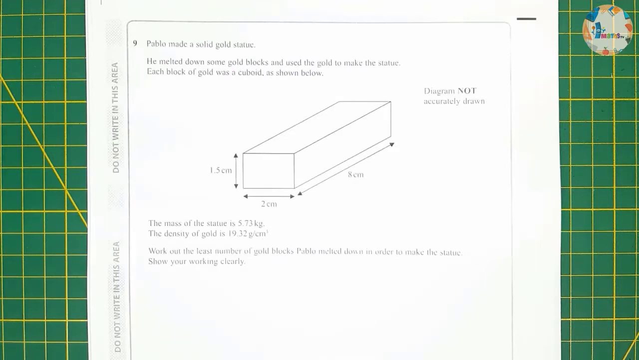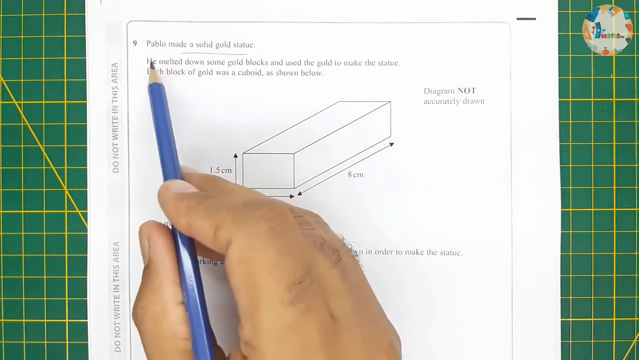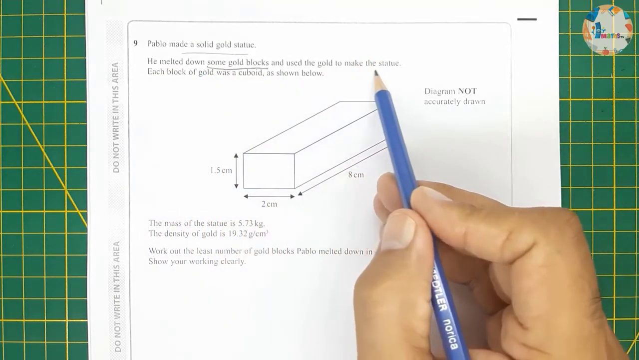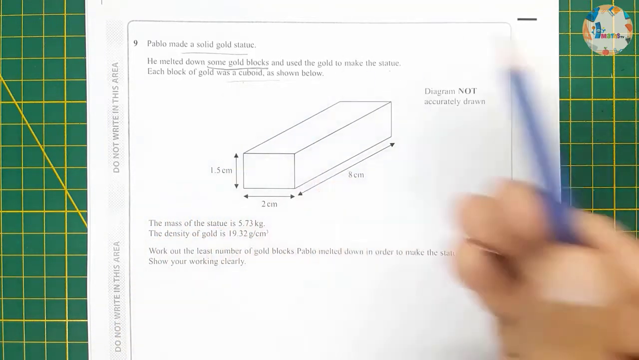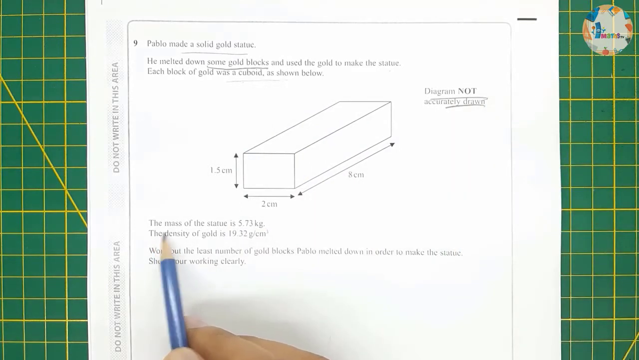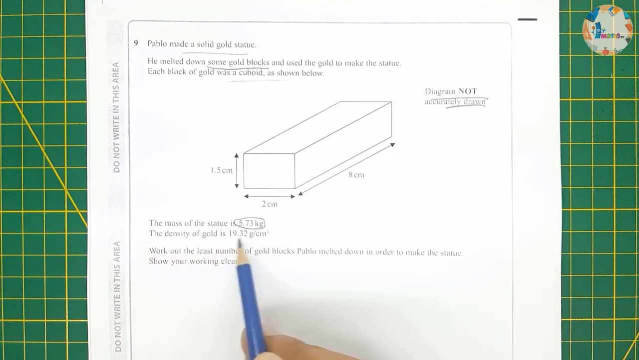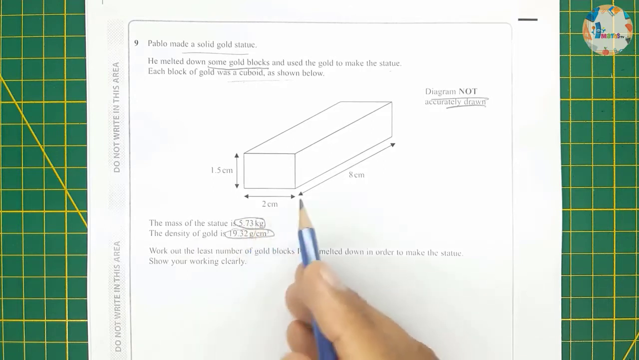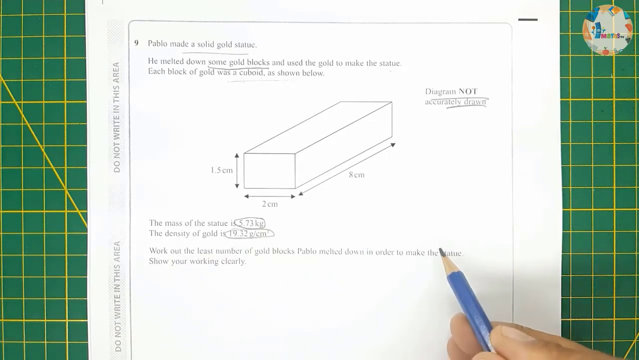Now this is question number 9. Question number 9 says Pablo made a solid gold statue. He melted down some gold blocks and used the gold to make the statue. Each block of gold was a cuboid as shown below, not to scale. The mass of the statue is this much, and the density of the gold is also provided. So we can calculate the volume of the statue from here, right? Work out the least number of gold blocks Pablo melted.